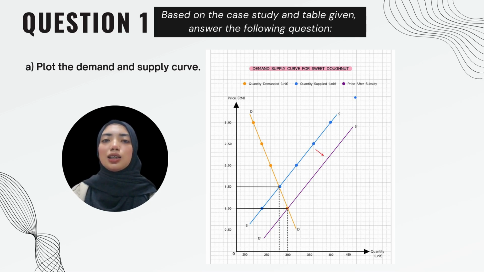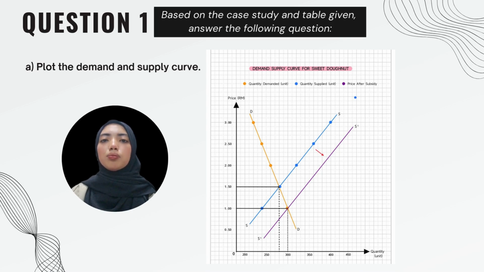Case Study 3. Demand and Supply for Sweet Donut. The demand curve, orange, shows how many donuts consumers want to buy at different prices. As the price goes down, the quantity demanded goes up. Next, the supply curve, blue, shows how many donuts producers are willing to sell at different prices. A higher price makes selling donuts more profitable, encouraging producers to supply more.